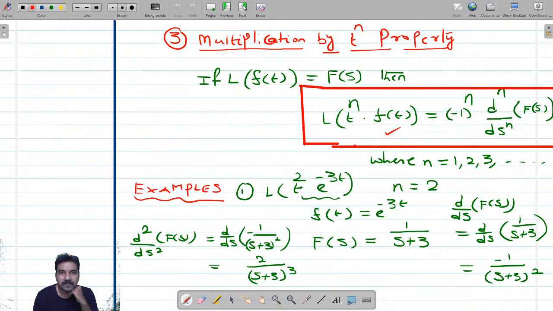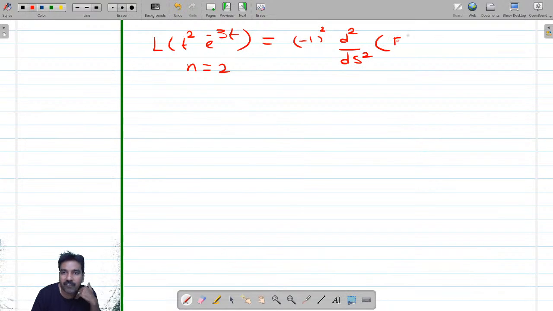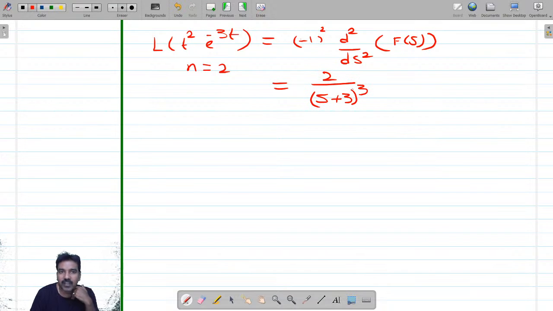So therefore, Laplace of t square into e power minus 3t. Here n value is 2. So therefore, this is minus 1 whole square into d square by ds square of capital F of s. So this we have got 2 divided by s plus 3 whole cube. So therefore, Laplace of t square into e power minus 3t is 2 by s plus 3 whole cube. I think this point is clear. My dear students, this point is very, very clear. No issues in this. So therefore, we have got like this.